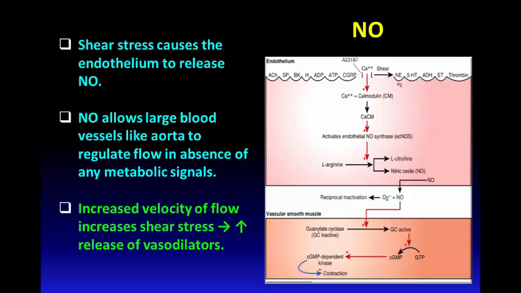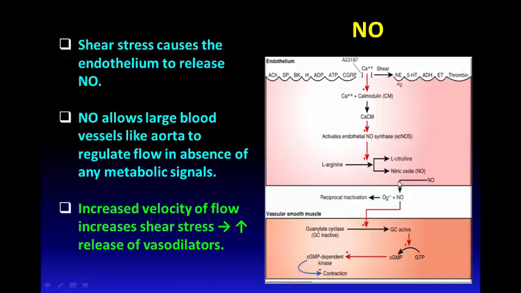Increased velocity of the flow increases shear stress, hence increases the release of nitric oxide, the vasodilator, nitric oxide in particular. This is an endothelial cell. This is the shear stress. And here we have nitric oxide produced in an endothelial cell. Nitric oxide is produced within the endothelial cells from L-arginine. L-arginine is an amino acid, and within the endothelial cells we have an enzyme known as endothelial nitric oxide synthase. This enzyme produces nitric oxide.